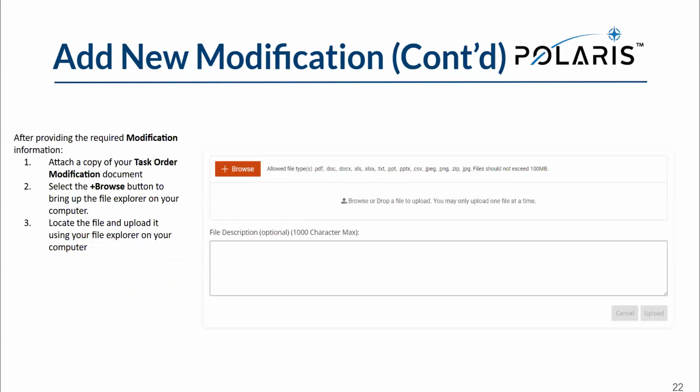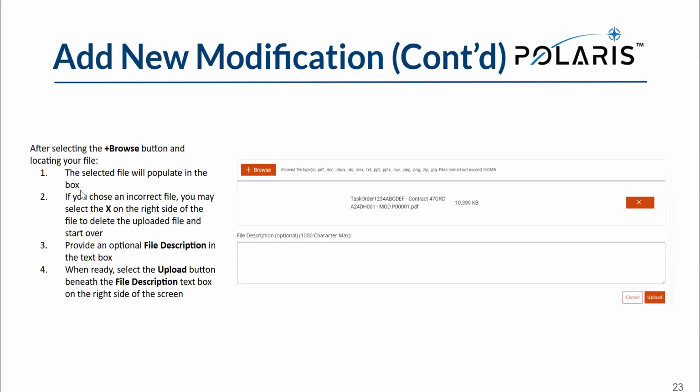After providing the required task order and modification details, you will need to attach your modification document on the page. To do that, click on the Browse button, select the appropriate mod document from your computer, and enter it on the page. Once the selected document is attached, it will populate in the box, and the Upload button gets activated. When this is ready, click on the Upload button to attach the document.